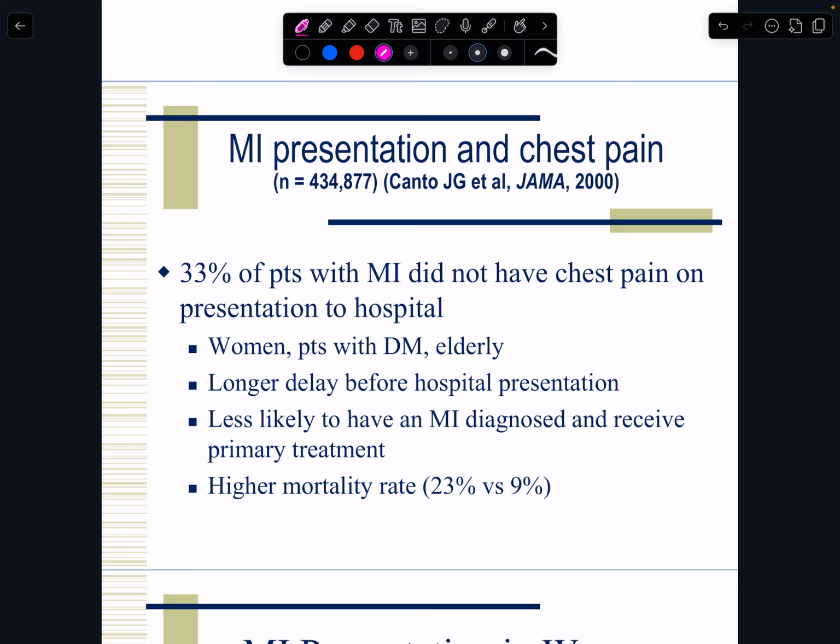And so who doesn't have that? Women don't present that way. Folks who are diabetic and the elderly don't present that way. But what are the implications if you don't have that? There's a longer delay before hospital presentation. Why? Because they say there's probably something else going on. I have other symptoms that don't seem to be related to the cardiovascular system. They're less likely to have an MI diagnosis and seek primary treatment, but the big kicker here is the mortality rate. If you don't come in with that, the likelihood of you dying is like 1 in 4 versus 1 in 10. So there are huge implications for that.